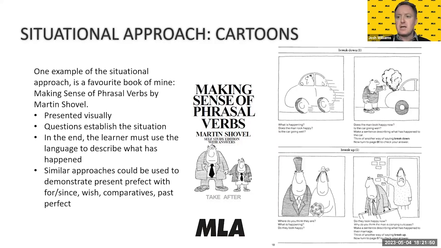And again, it mimics the way that we learn things in real life, that we realize the need to be able to do something, and then we set about finding out how to do that. I mean, this is what we do: we go to the hardware store and buy a new piece of equipment, a new tool, so that I can fix something. I generally don't buy the tool and then decide to fix something. Similar approaches could be used with present perfect, with for and since, wish, comparatives, past perfect, anything in grammar.